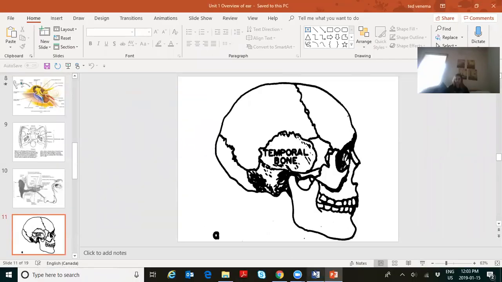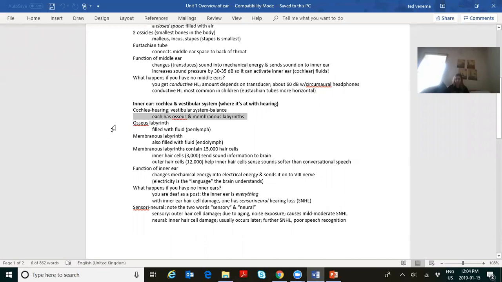Okay, sharing the notes. Don't worry about memorizing membranous and bony or osseous labyrinths right now. Just know that they have a bony portion and a membranous portion. Each one does, the balance organ and the cochlea, and they're filled with fluid. And inside, deep inside, are these tiny little hair cells.